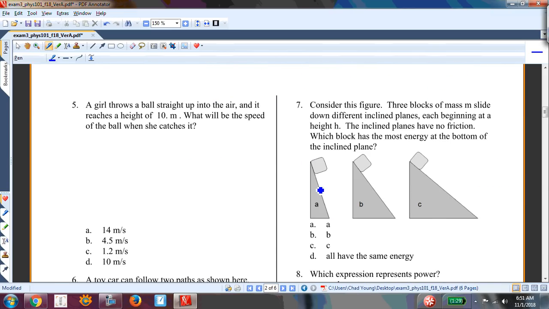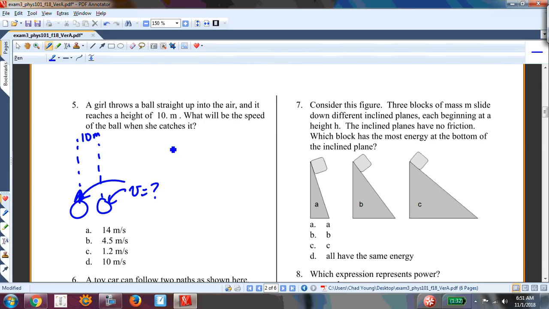Girl throws a ball straight up into the air. That was a tough first page, right? Tough first page, but they get a little easier from here. Girl throws a ball straight up into the air and it reaches the height of 10 meters. What will be the speed of the ball when she catches it? So she throws it up, goes up 10 meters, comes back down, and I want to know the speed right here. But the speed right here is the same as the speed right here, so I'm really just finding what speed she throws it up with.